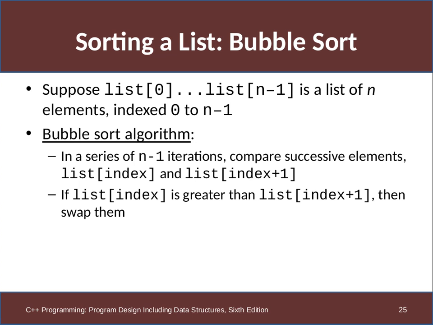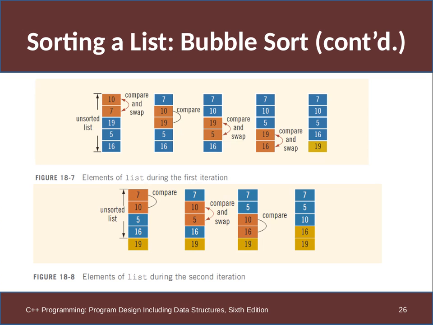Well, let's suppose we have a list from 0 to n-1. In a series of n-1 iterations, compare successive elements, index and index plus 1, and if index is greater than index plus 1, swap it. That's it. I'm joking. Let's do an example.